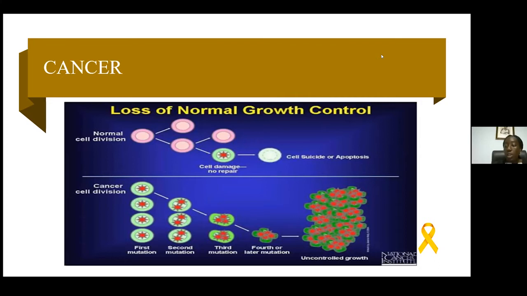If the damage is reparable, the cell is repaired; otherwise, the cell goes on to apoptosis. That's where the cell lyses and dies. However, in cancer cell division, mutations occur and abnormal cells are formed, and the check mechanism that is supposed to regulate these cells is no longer in place. These are what we call the tumor suppressor genes. They are turned off, and therefore there's unchecked growth of these abnormal cells, and that results in cancer.